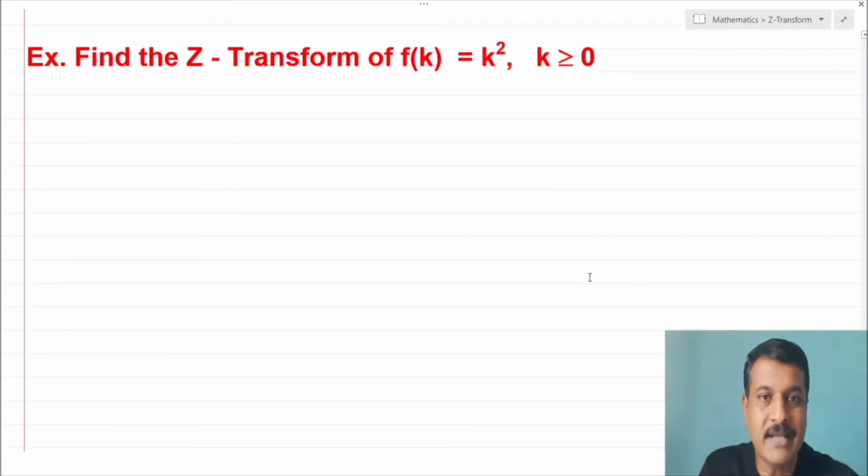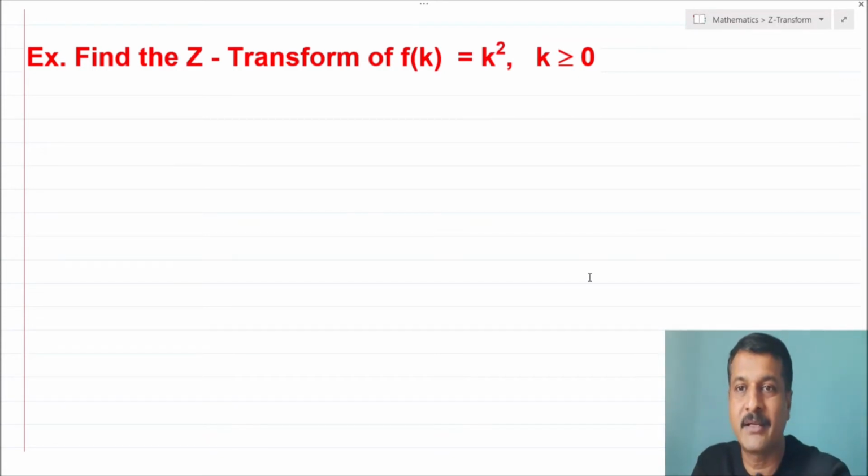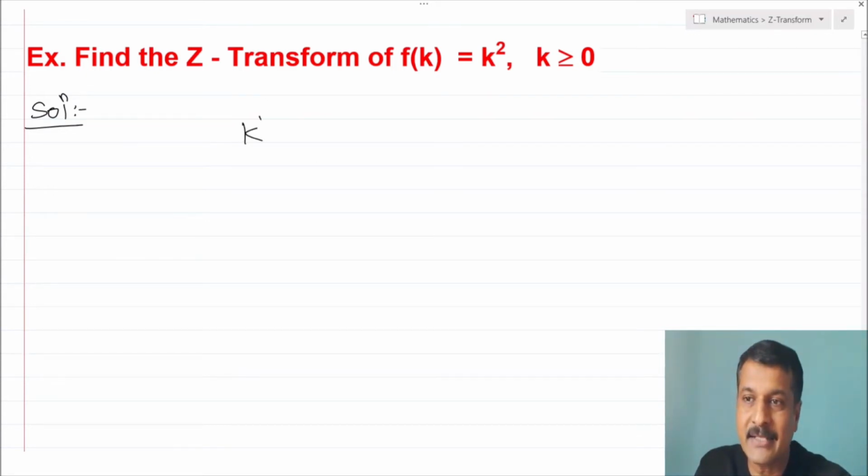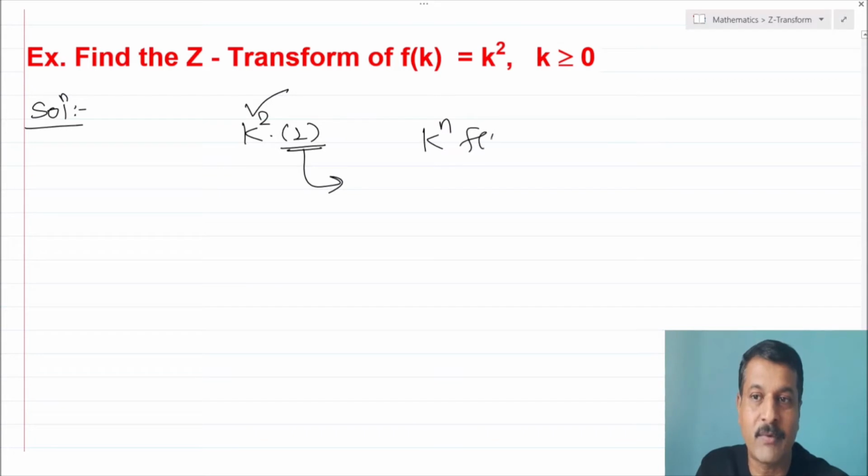So now a new example. Find the z transform of f of k equal to k square, where k is greater than or equal to 0. So solution. Normally in such types of examples, with only k square, students may get confused. So the same thing I can write as k square into 1. If I have the z transform of 1, I can find the z transform of k square into 1. How? By using the property of k raised to n into f of k.